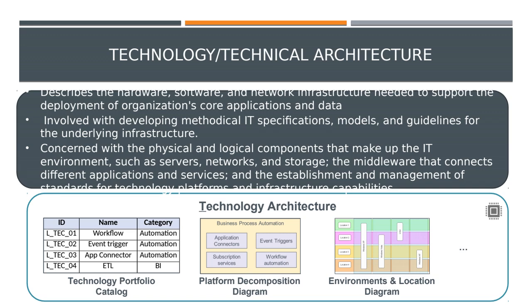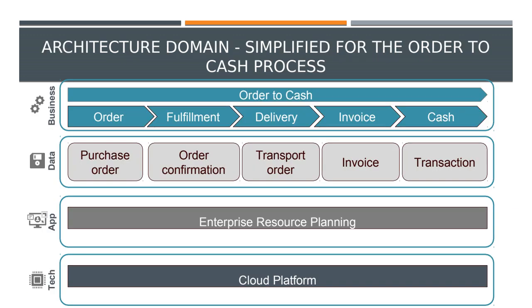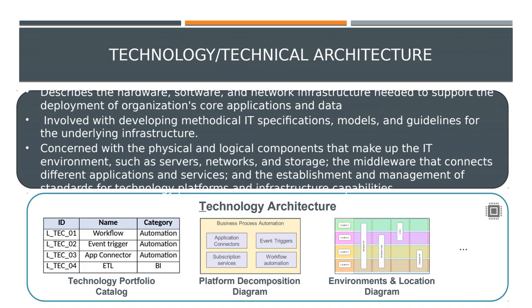We'll do the activity at the end. All right. Then we have the technical architecture. Here we are discussing the hardware, software, and the network infrastructure. So it's called technology or technical. So it's part of the architecture. It's not everything. So if you talk about software, hardware, technology, it's under technological or technical architecture.